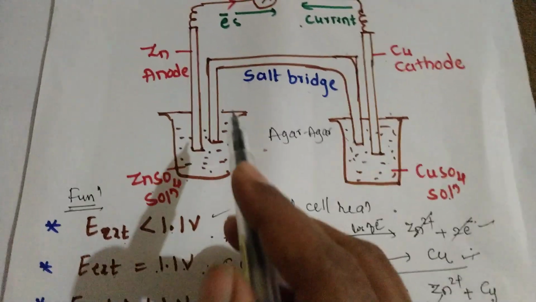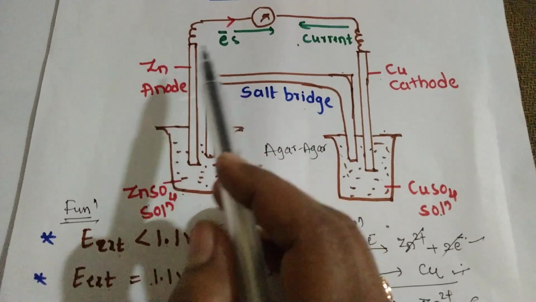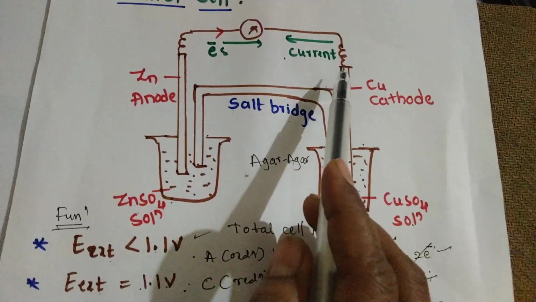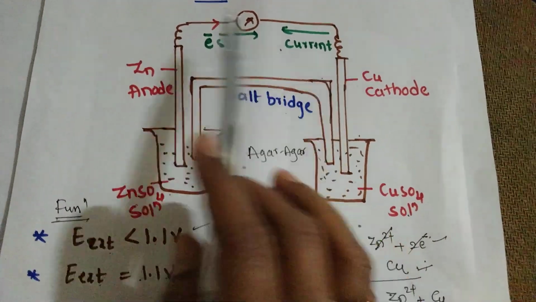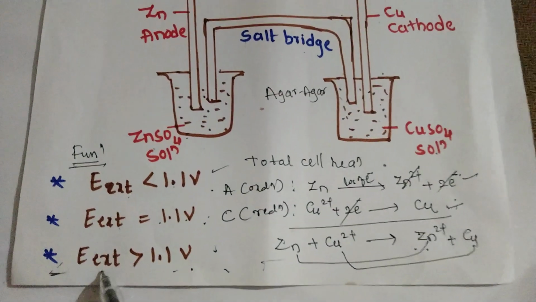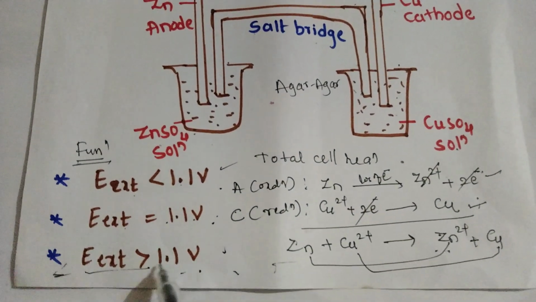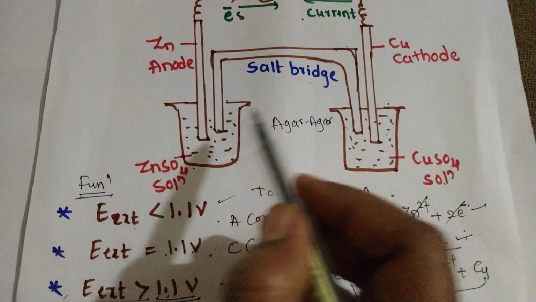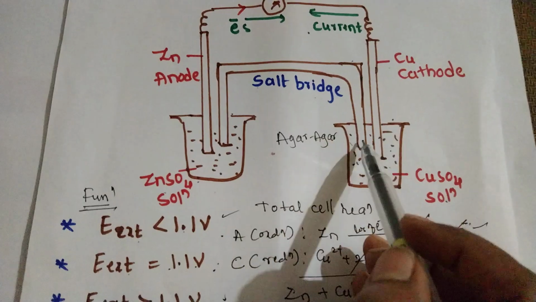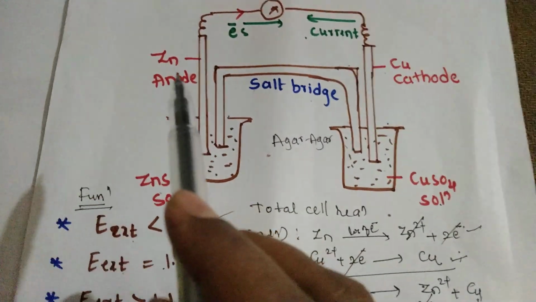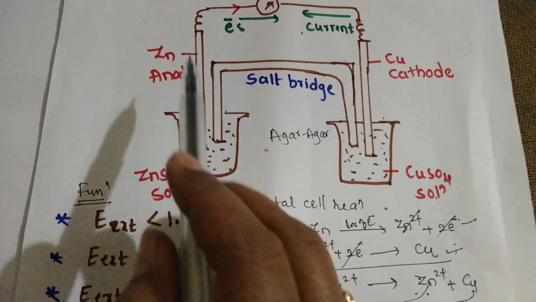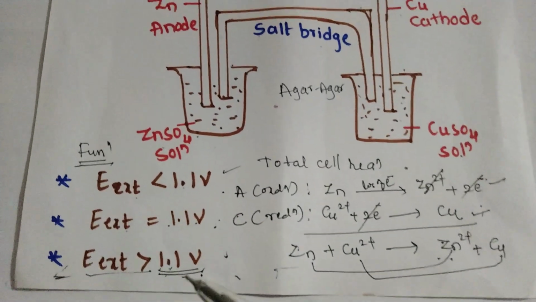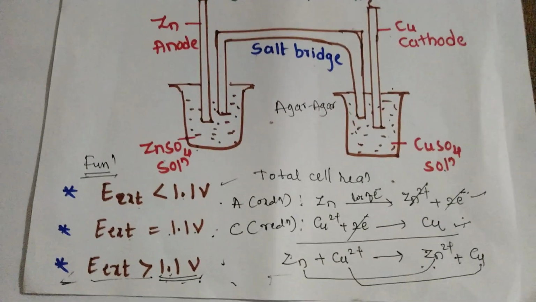In a Daniell cell the electrons move from anode to cathode and the current flows from cathode to anode. In case the applied potential is greater than 1.1 volt, the electrons move from copper to zinc and the current flows from zinc to copper, meaning it acts as an electrolytic cell.